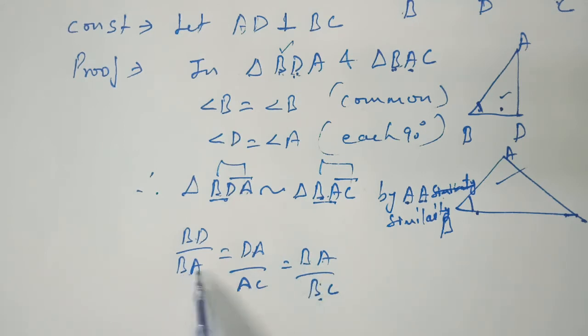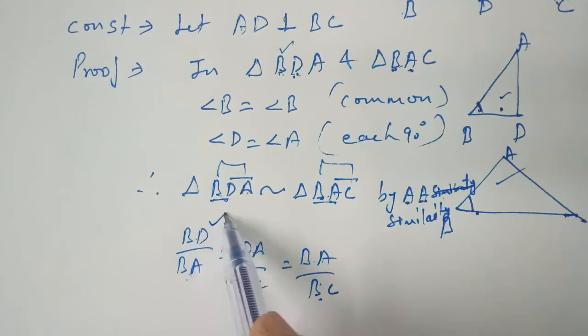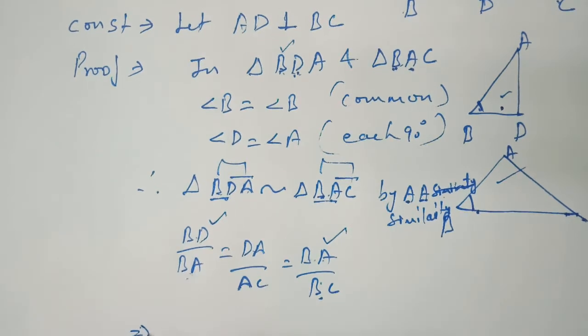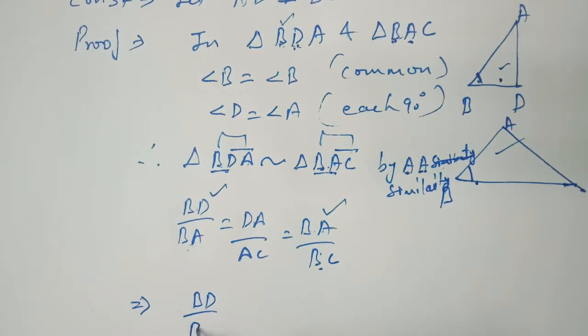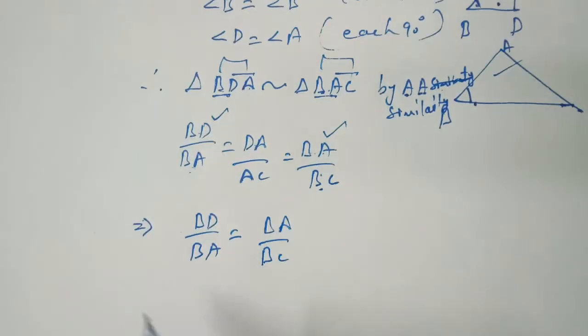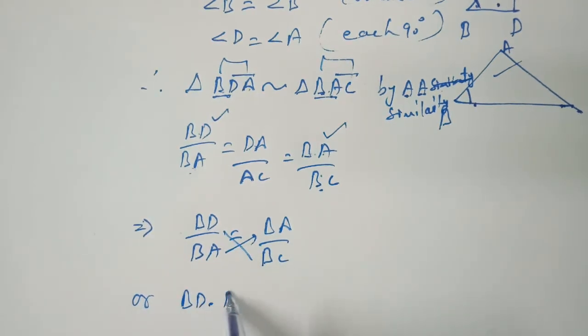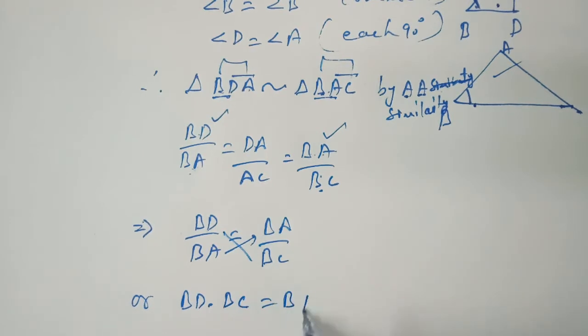So if you observe BA and BA, this is at the numerator and this is at the denominator and this is at the numerator, then it will be changed into BA square. So we are going to take first and the last. This implies that BD upon BA is equal to BA upon BC, or cross multiply them. This will give BD into BC equal to BA square.